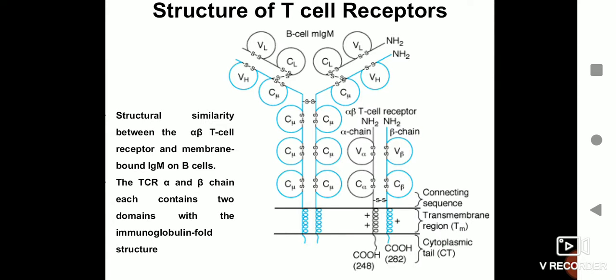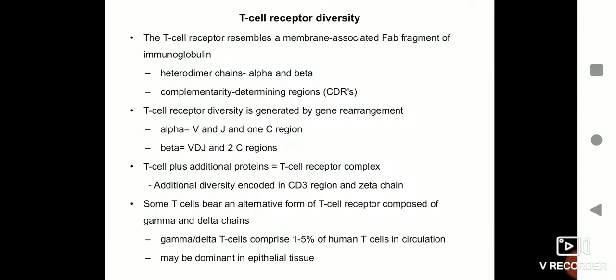What you are seeing here are the structures of the T cell and the B cell receptor. On the right hand side you have the T cell receptor, and on the left hand side you have the B cell receptor. This is just for you to understand structurally how they are similar. In both cases, on top you have the variable region, followed by a constant region, then the transmembrane region, and finally the cytoplasmic tail.